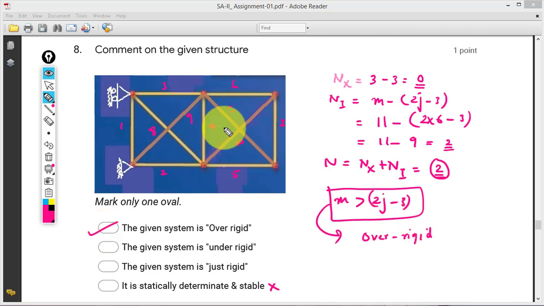So be careful while counting the number of members and number of joints. This is not a joint. If it is a joint in the structure, this can be a joint. So in that case, it will give like this. So you see the question carefully.